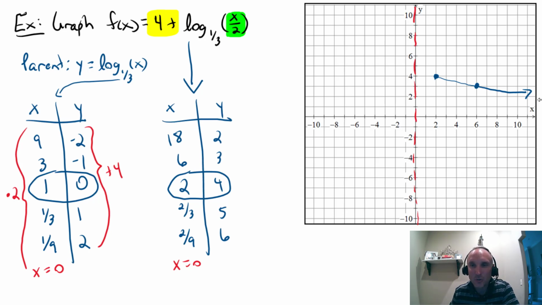If x is 2/3, that's less than 1. So right here, less than 1, y is 5. And then 2/9 is even smaller, comma 6. So we're closer to the asymptote. So we can see that plotting the points also tells us what we expect.